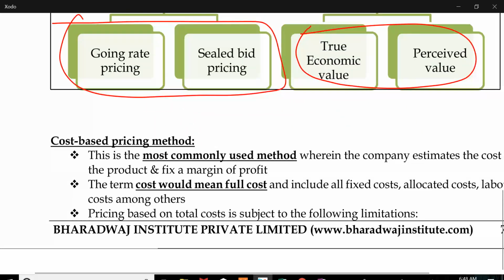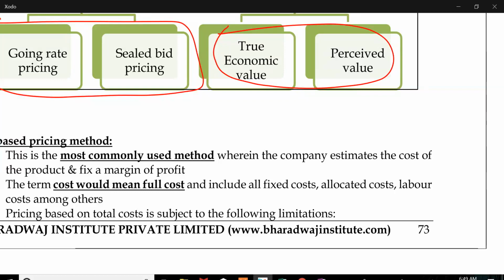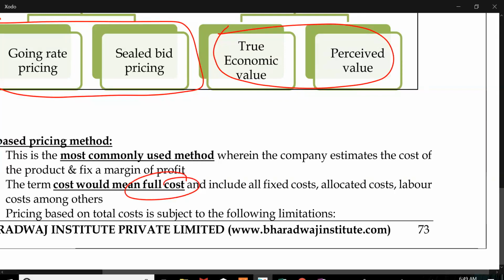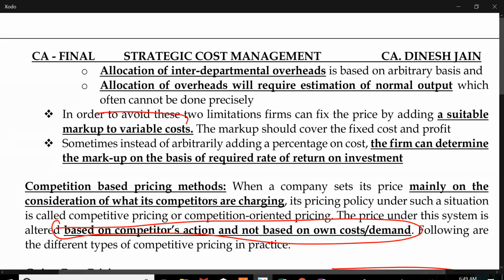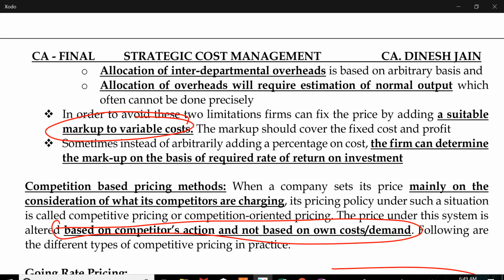Okay, cost based pricing was mentioned earlier here. The cost would mean full cost. It can also be based on variable cost. It can be a full cost based pricing, it can be a variable cost pricing.